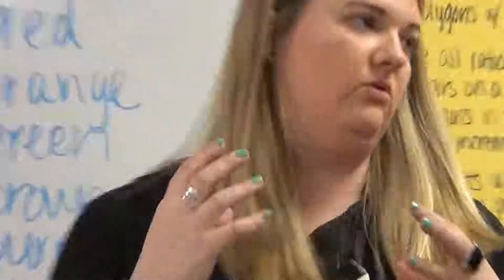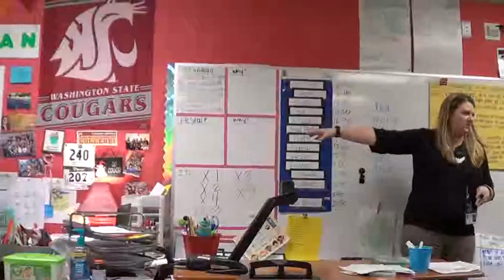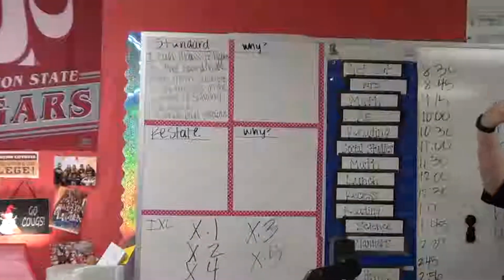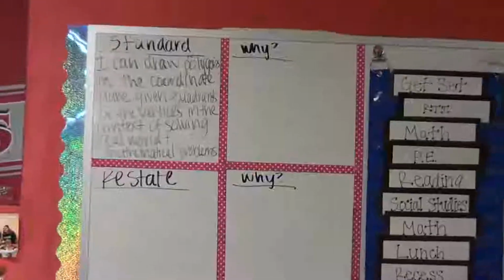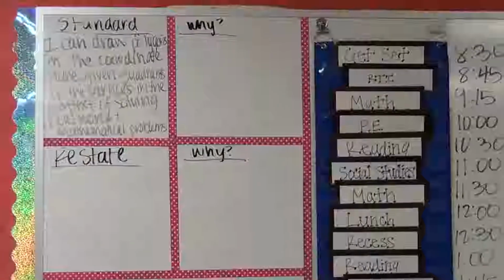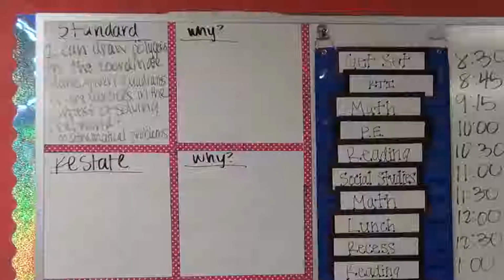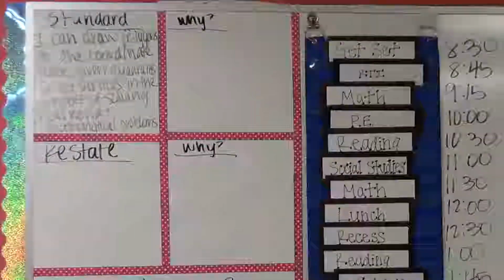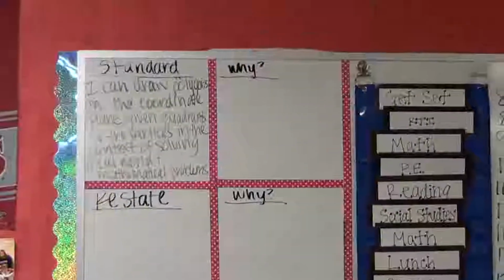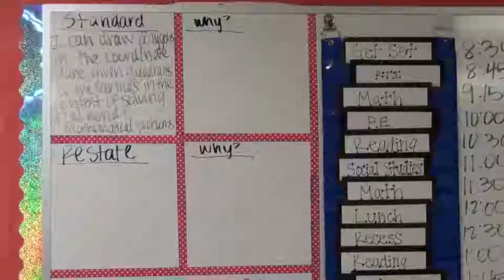So, we have our learning target for today. I'm going to read you the very long version. I know it's kind of hard to see, my pen started to die. So I just want you to listen. I'll read it a couple times. And I want you to be thinking about how we can reword this to make it a little more planner friendly for the end of the day. Okay? I can draw polygons in the coordinate plane, given quadrants for the vertices, in the context of solving real-world and mathematical problems.